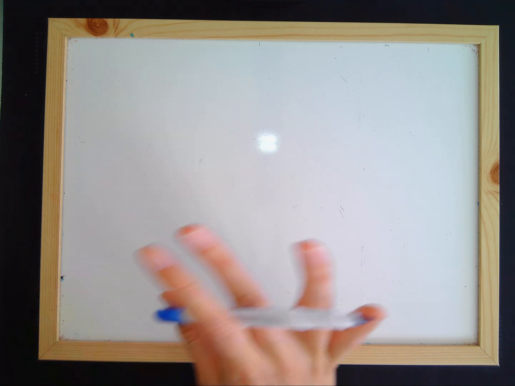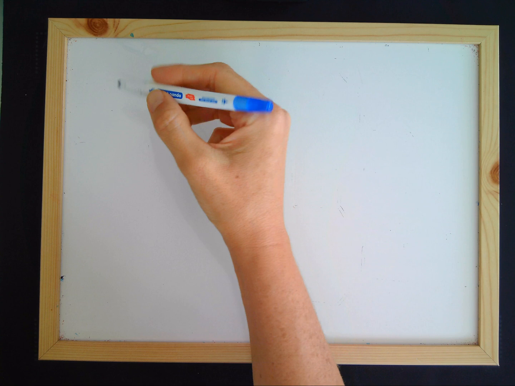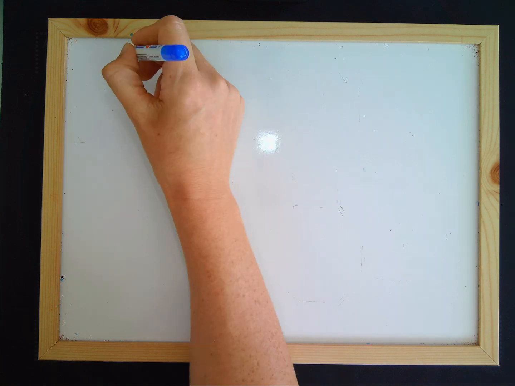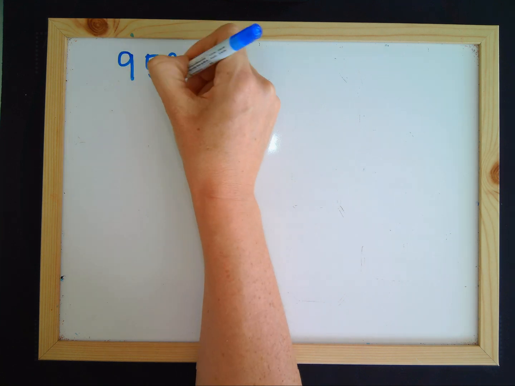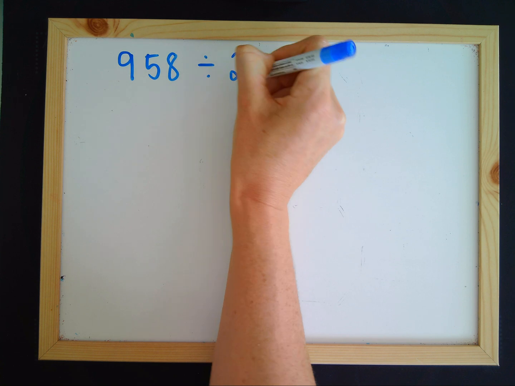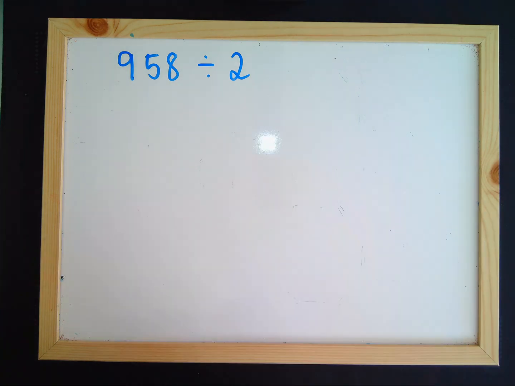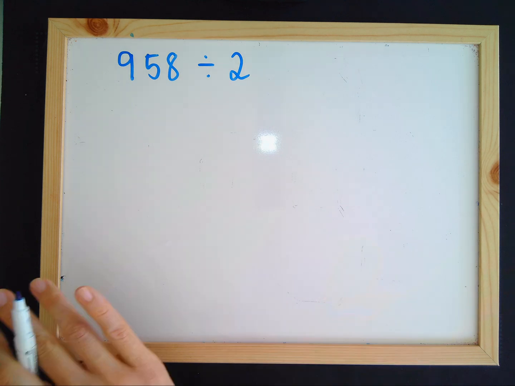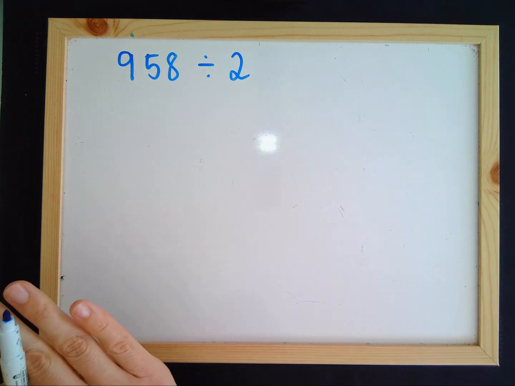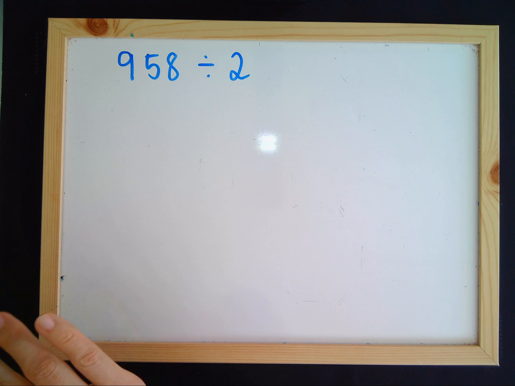Okay, boys and girls, I'm just going to work through a few examples of division sums. The first one that I'm going to do is going to be a very simple reminder of the process. So I'm going to divide 958 by 2. I've chosen 2 because everybody knows their 2 times tables, okay? Straight away, I know that there is going to be no remainder. Can you see why?